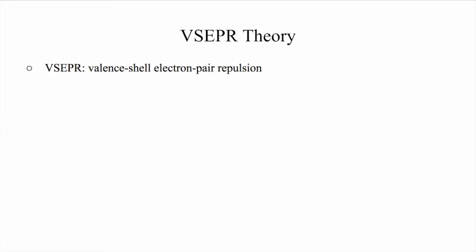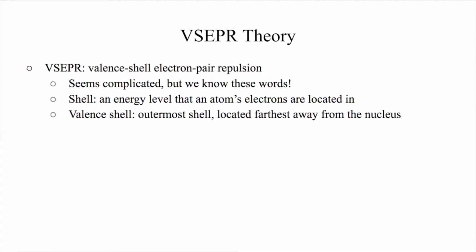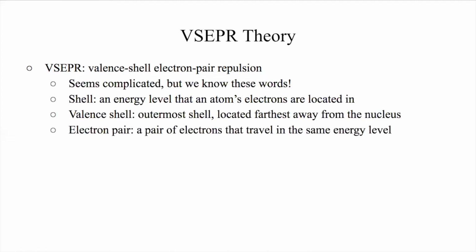VSEPR stands for valence shell electron pair repulsion. This might sound complicated, but you already know what all of those words mean. A shell is an energy level that an atom's electrons are located in. The valence shell is the one the outermost electrons occupy, the one located farthest away from the nucleus. Next, an electron pair is simply what it sounds like, a pair of electrons that travel in the same energy level. Now, repulsion is the important word in this theory.